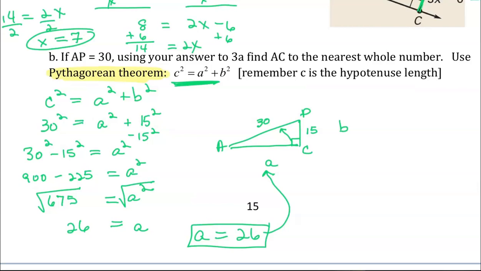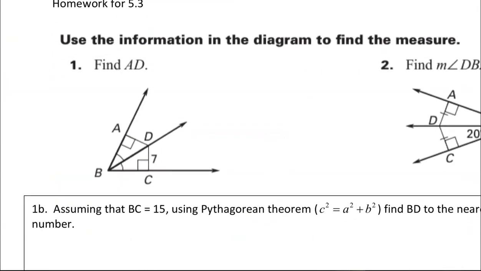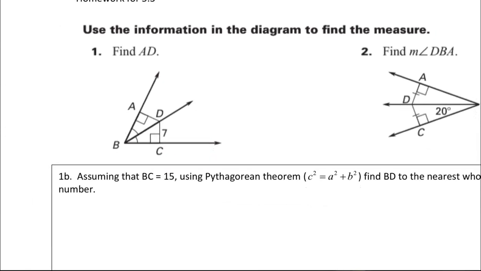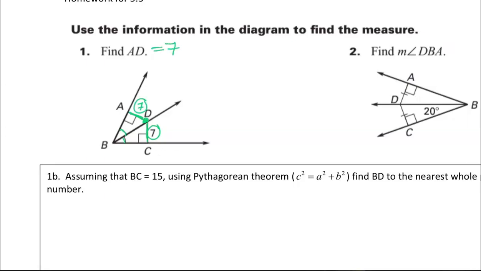Okay, so that brings us to the homework. So let's do that together in this video. Okay, so here comes your homework. Use the information in the diagram to find the measure. So what am I seeing? Well, I am seeing that I have an angle bisector right here. I have a point D, and this is a perpendicular distance, and so is this. If this is 7, then this piece will also be 7, and therefore AD equals 7.